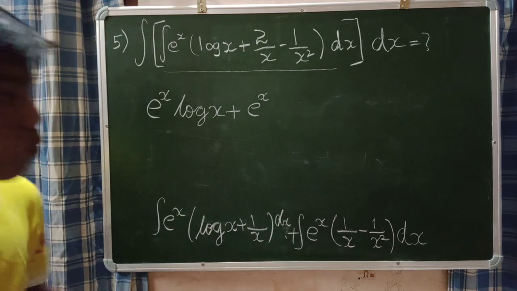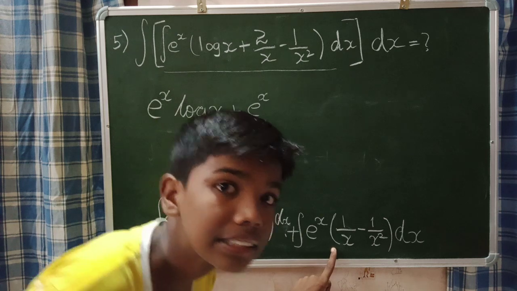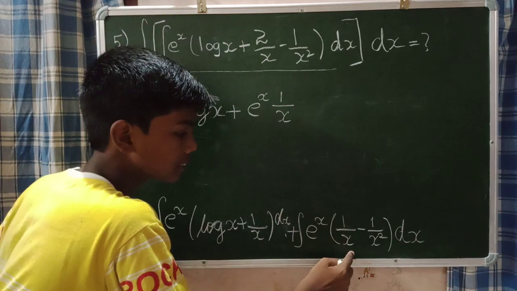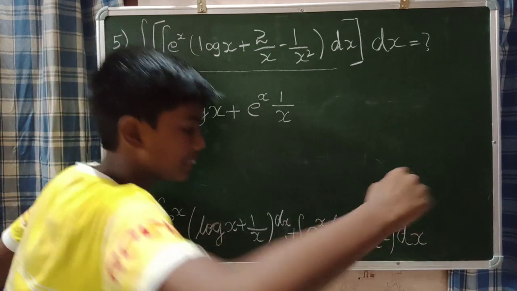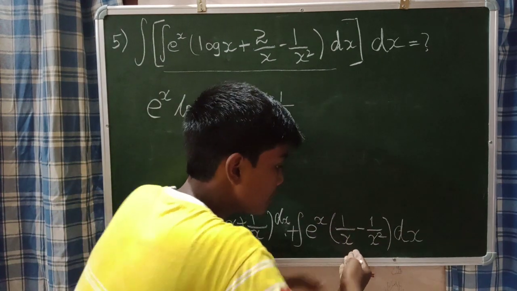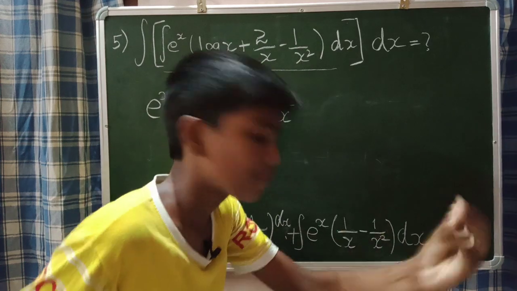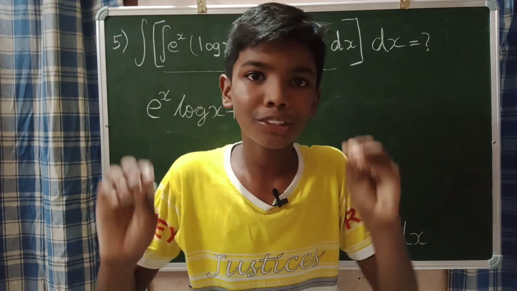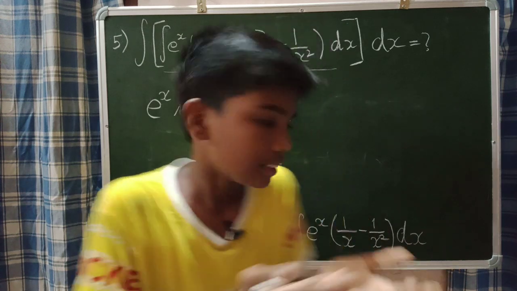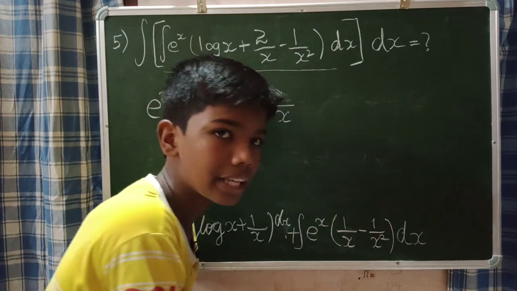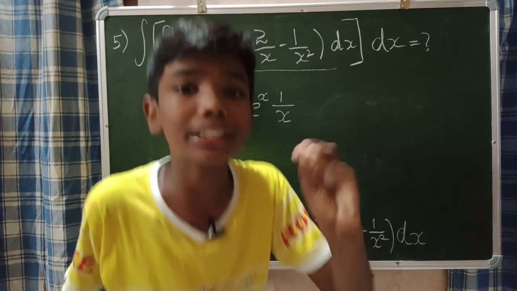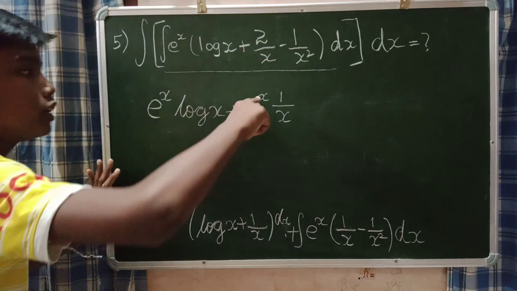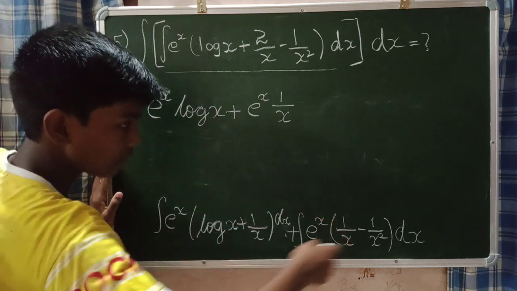f of x. What is f of x here? That is 1 by x. So how am I telling this is f of x? Because this is f of x only, then the derivative of that, the f dash of x, will be minus 1 by x square. That is why I am saying it does not have any rule, guys. That means d by dx of 1 by x will be minus 1 by x square. That is how I am saying this is f of x and this is f dash of x. Okay, that's all. So e to the power of x 1 by x, that is f of x.